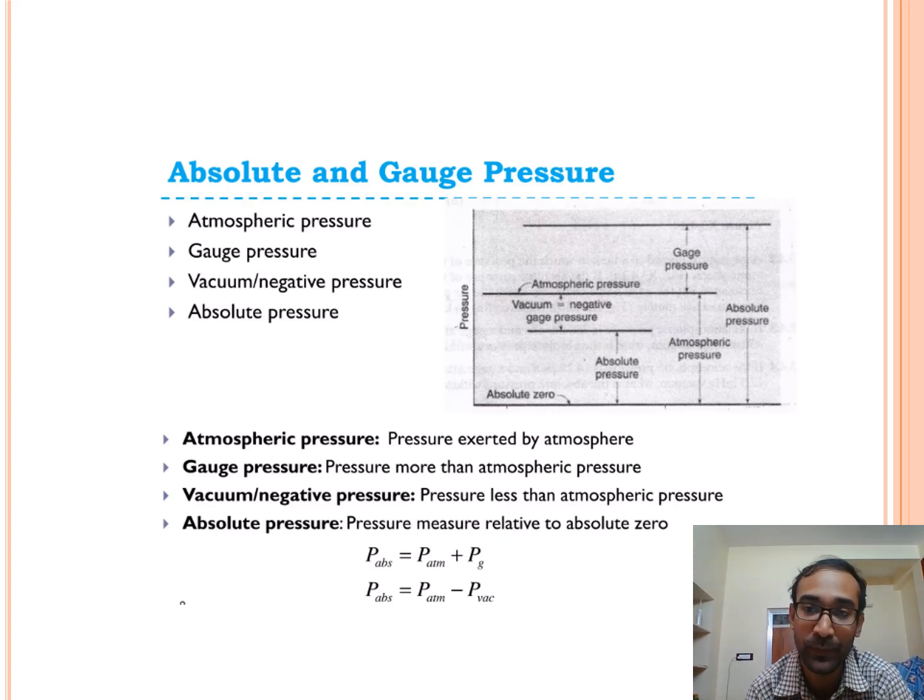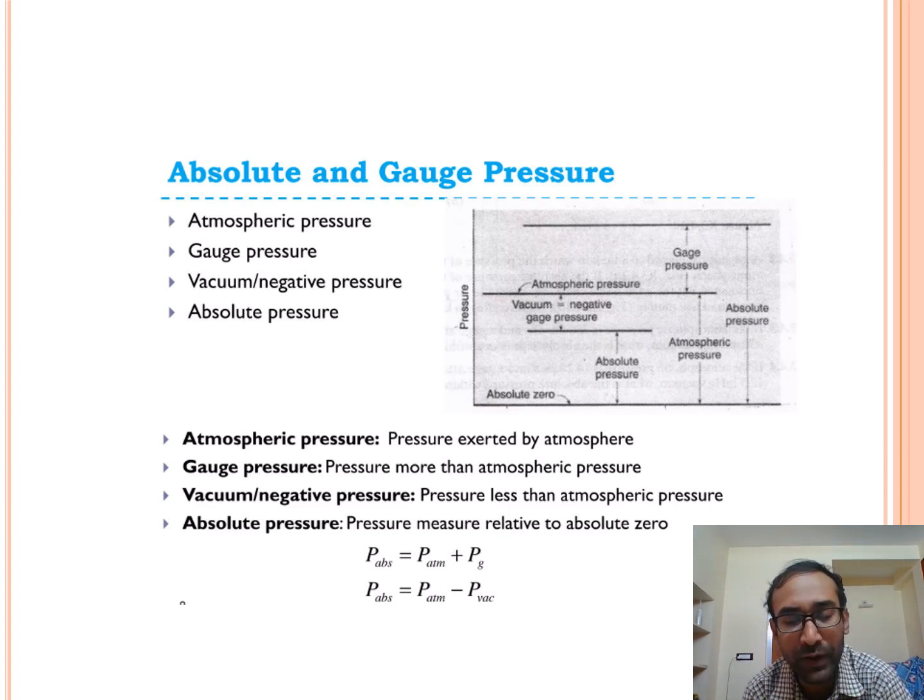This is called atmospheric pressure. There is no vacuum pressure in this world in nature. Everything is under atmospheric pressure. It may be low, it may be high, but it is under atmospheric pressure. So the pressure exerted by the atmosphere is called atmospheric pressure. What is gauge pressure? In this diagram, pressure more than the atmospheric pressure is the gauge pressure.